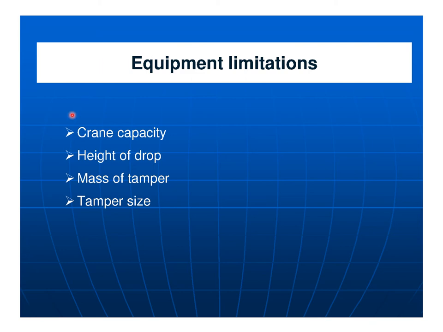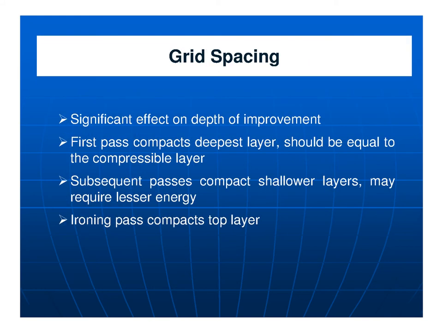Equipment limitation: crane capacity, height of drop, mass of damper, damper size. So when we are using the word damper, basically we are considering the weight that is being dropped from the height. Grid spacing has a significant effect on depth of improvement.